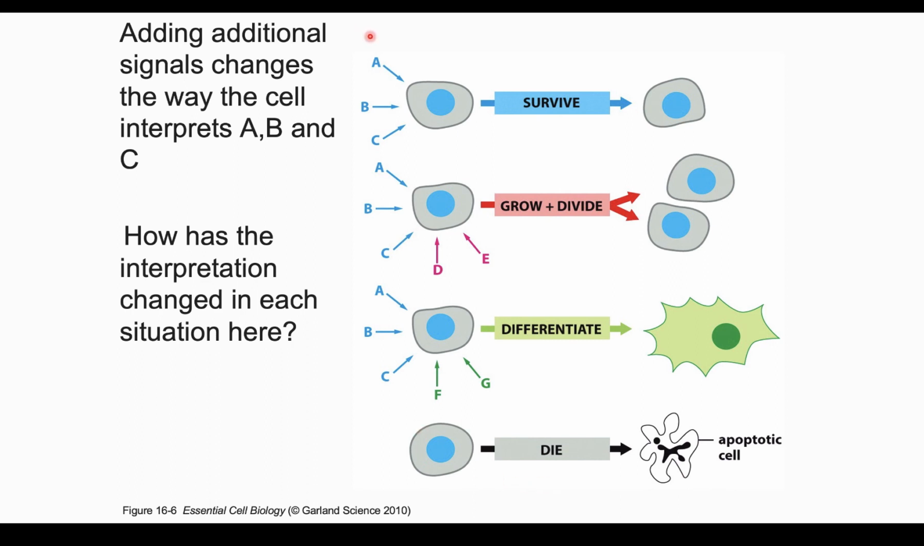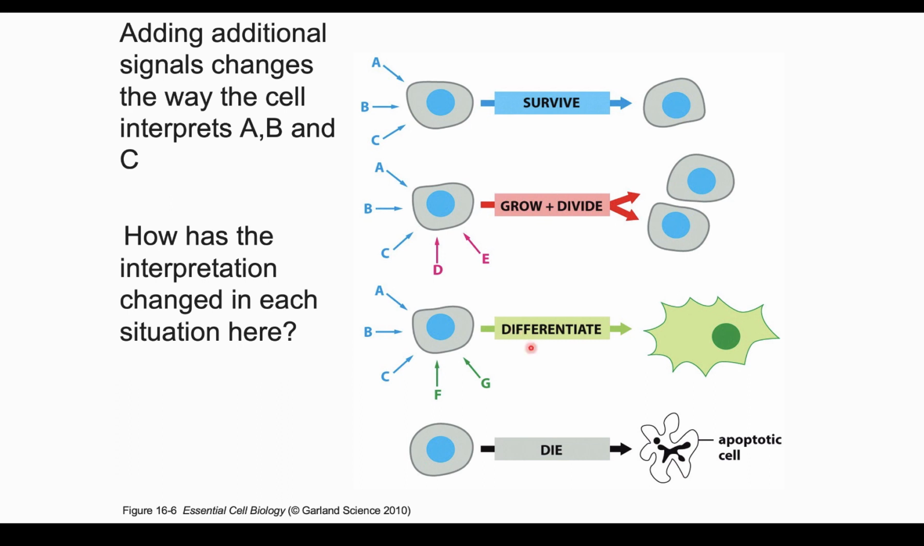If the cell is receiving A, B, and C, and is therefore surviving, it can also receive other combinations of signals along with the survival signal. In this case, we have signals D and E. So the cell is not merely just surviving. Instead, it is also growing and dividing. The third cell is receiving signals A, B, and C, which promote survival, but also signals F and G. So the outcome is different. Rather than growing and dividing, the cells are differentiating or becoming a very specific cell type.